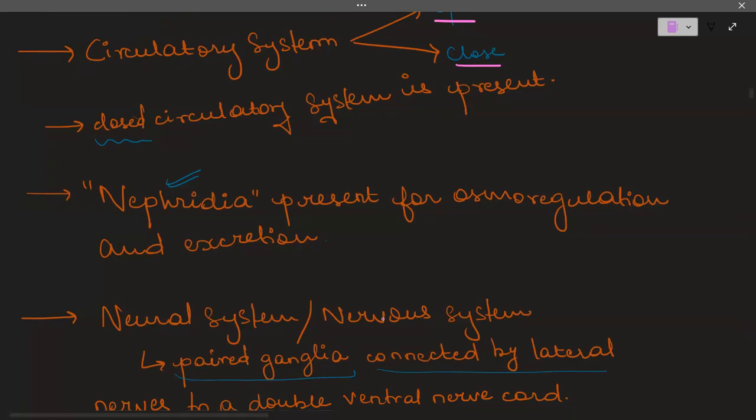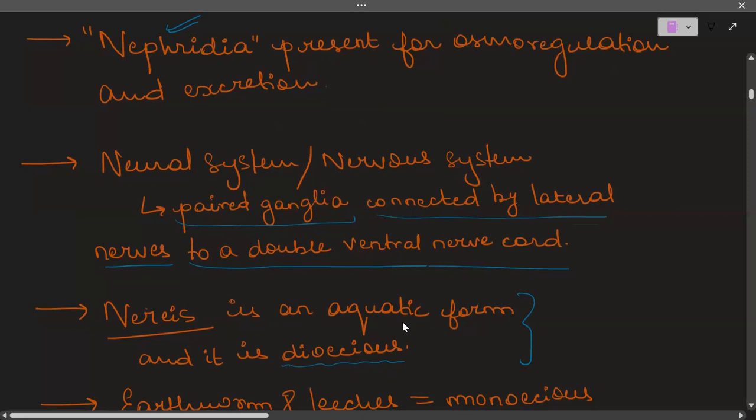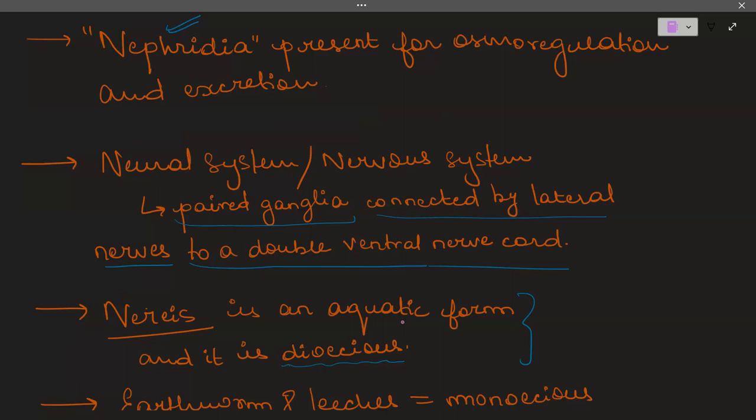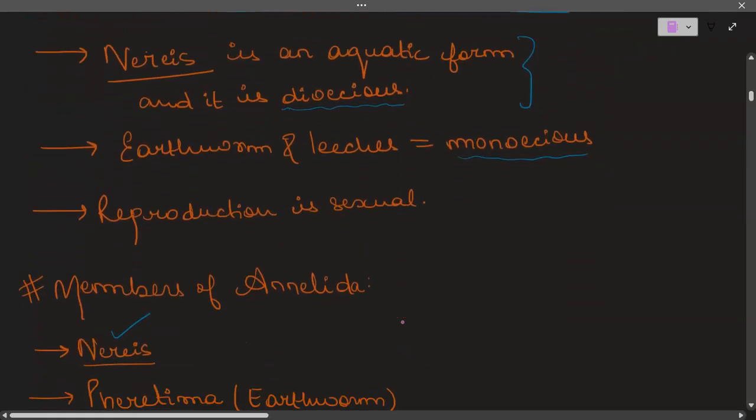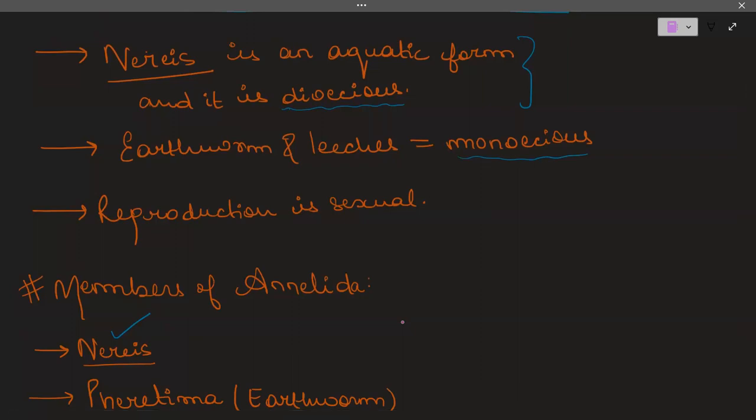Now, nephridia are the structures that are present for osmoregulation and excretion. Moving forward, they have a nervous system as well. And their nervous system consists of a pair of ganglia, which are connected by the lateral nerves to the double ventral nerve cord. So they have ganglia, which is sort of like the nerve cells of their body. Now, talking about Nereis, it is an aquatic form and it is dioecious. Earthworm and leeches are monoecious. Reproduction is sexual. Now, in their case, reproduction is not asexual. The sexual reproduction is found in them.